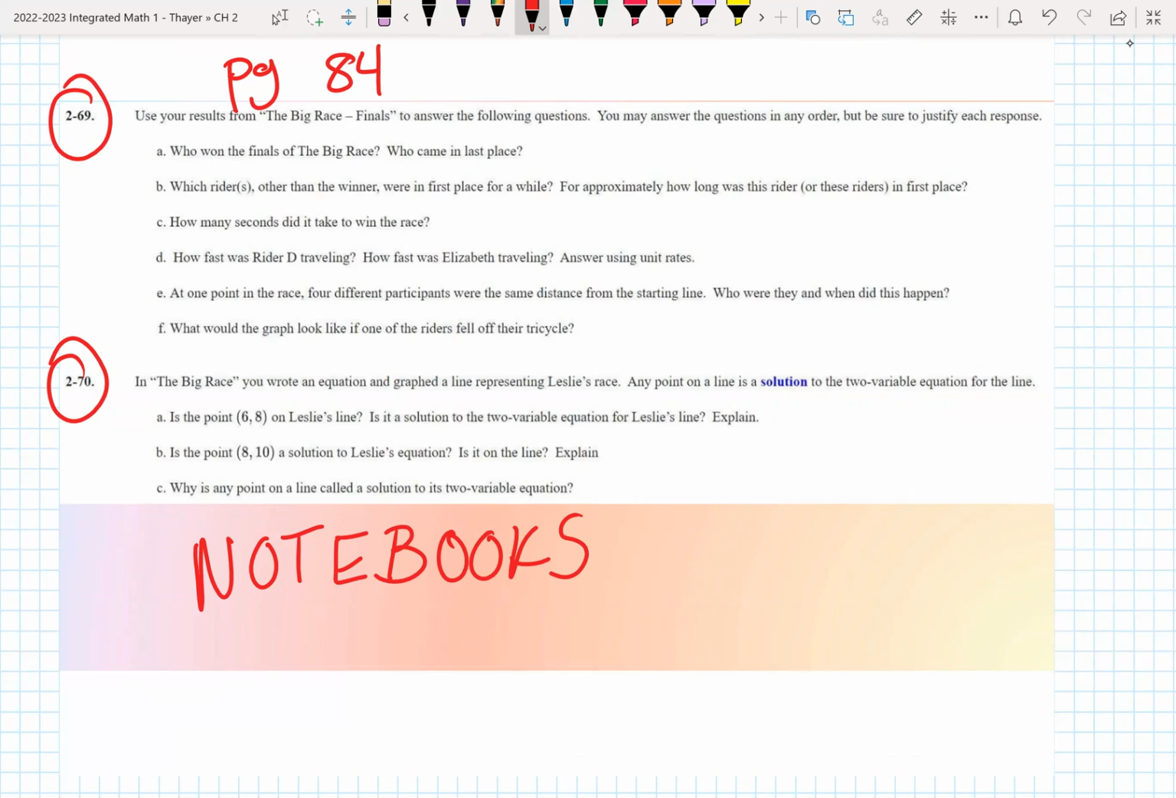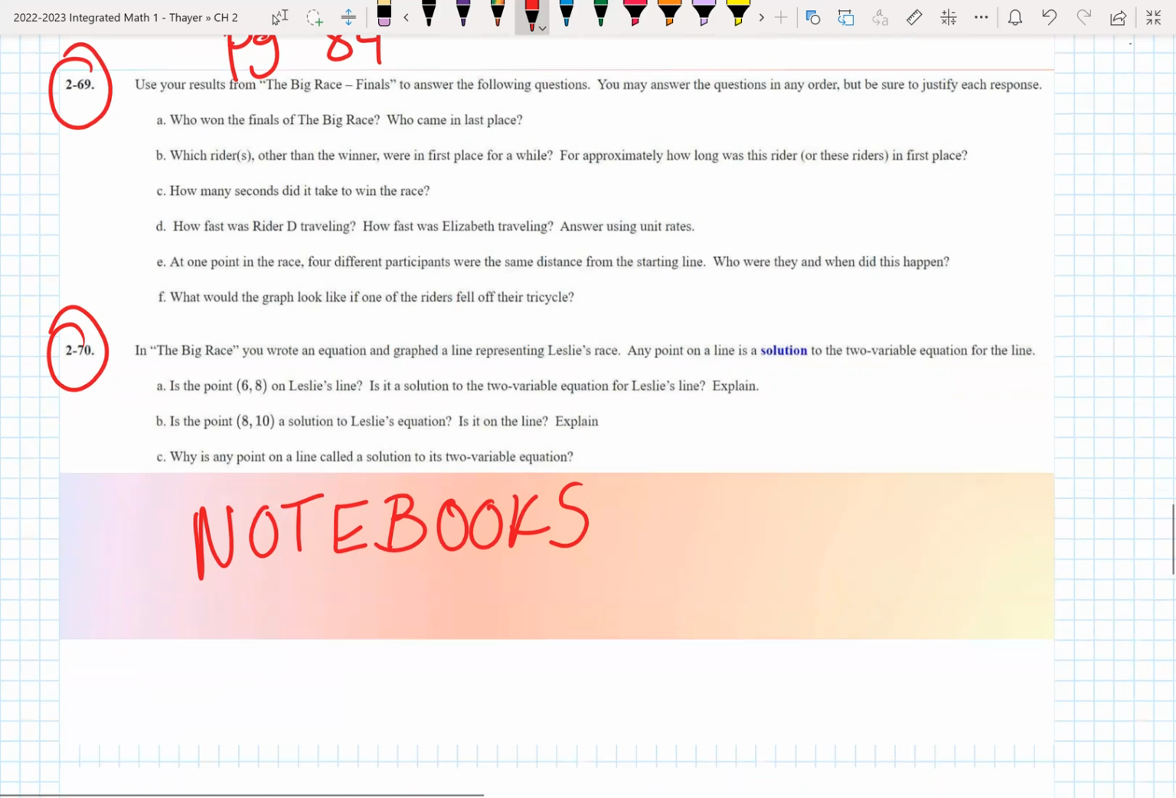Be sure with 10 minutes left in class that you are putting back your borrowed supplies and leaving the classroom in an orderly fashion. I'm talking to you, fourth hour in particular. Make sure you're leaving the class in a nice, orderly fashion.